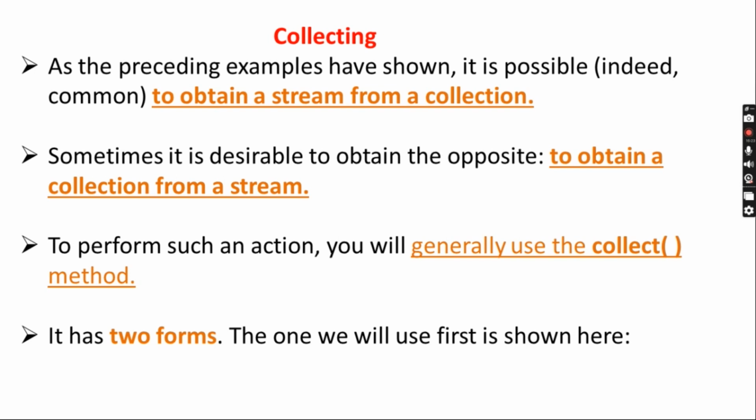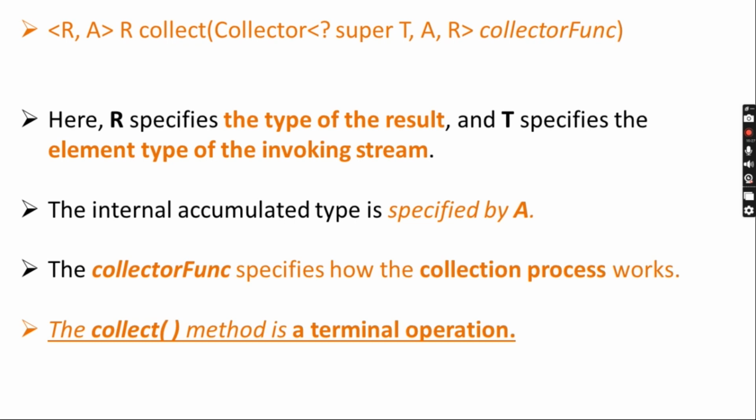There are two forms of this. One we will use here: R collect(Collector<? super T, A, R> collectorFunc). Here R is the type of the result, T is the element type of the invoking stream, and the internal accumulated type is given by A. The collector function specifies how the collection process actually works. The collect method is a terminal operation because it collects the data as a collection.